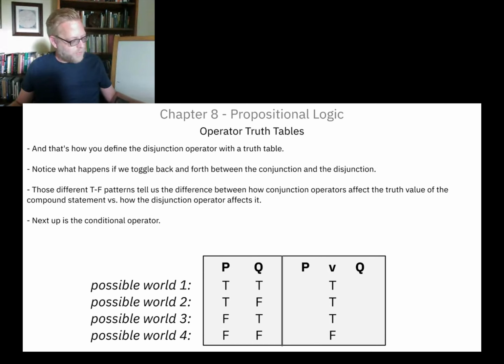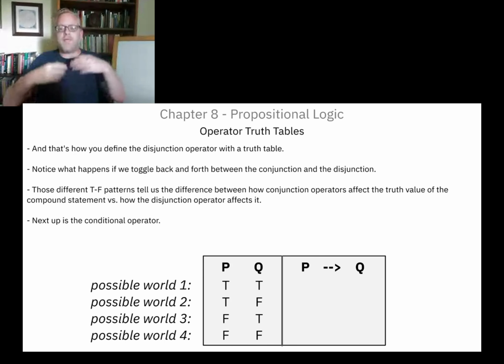Okay, now up next is the conditional. And for that we just use an arrow. And the arrow means that this says if P, then Q. The arrow just points from P to Q. It means that if P is true, then Q better be true. And that's the rule. All it really is saying is if P, then Q must be true. So think of this as stating a rule.